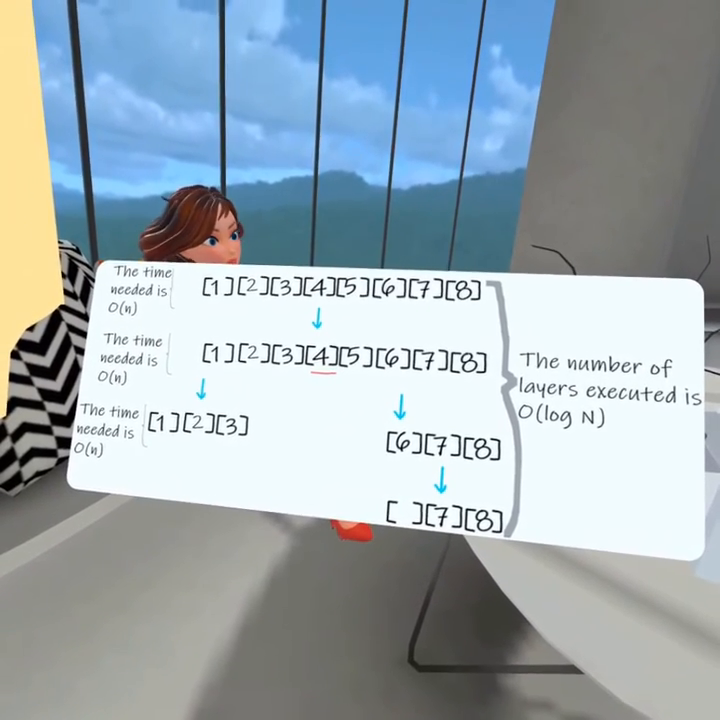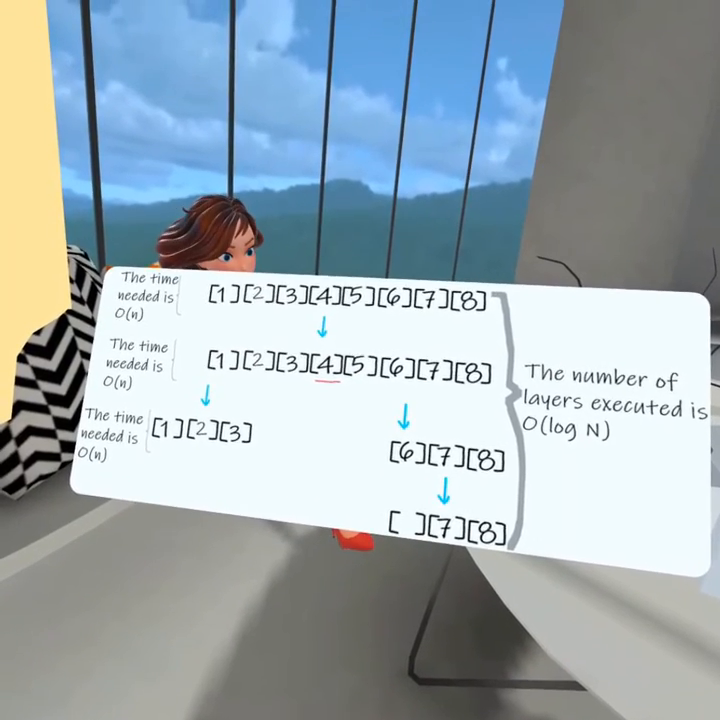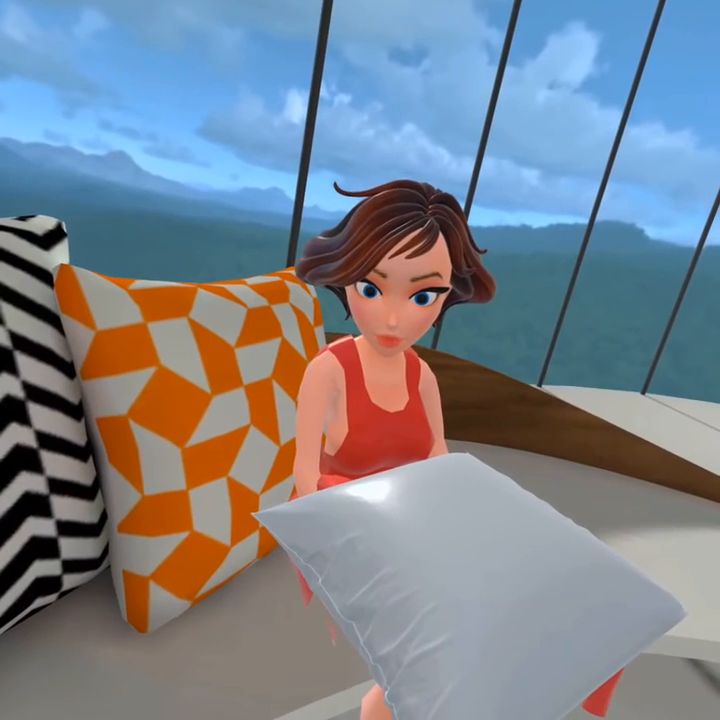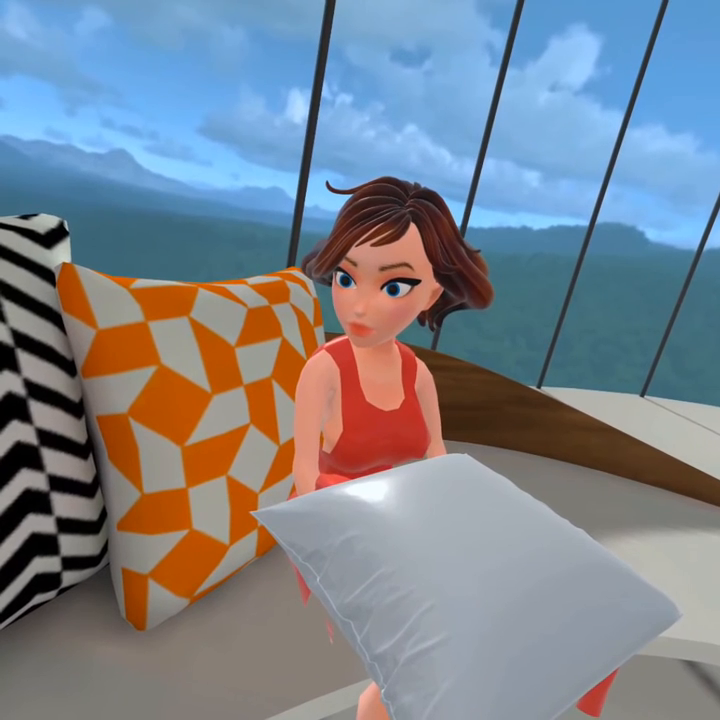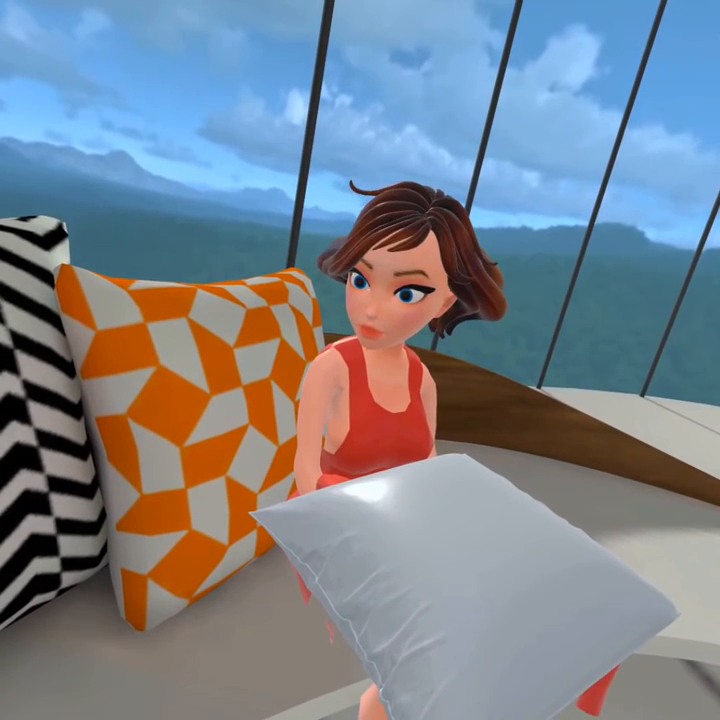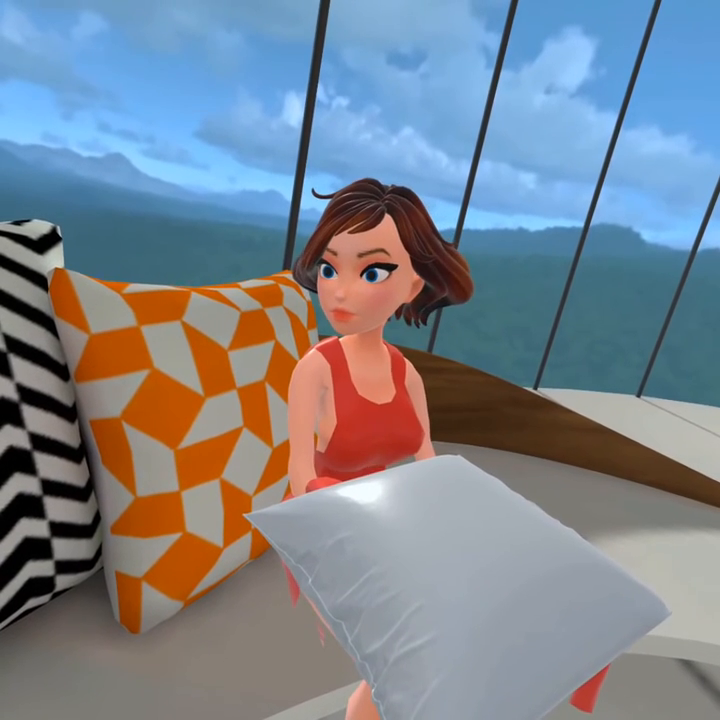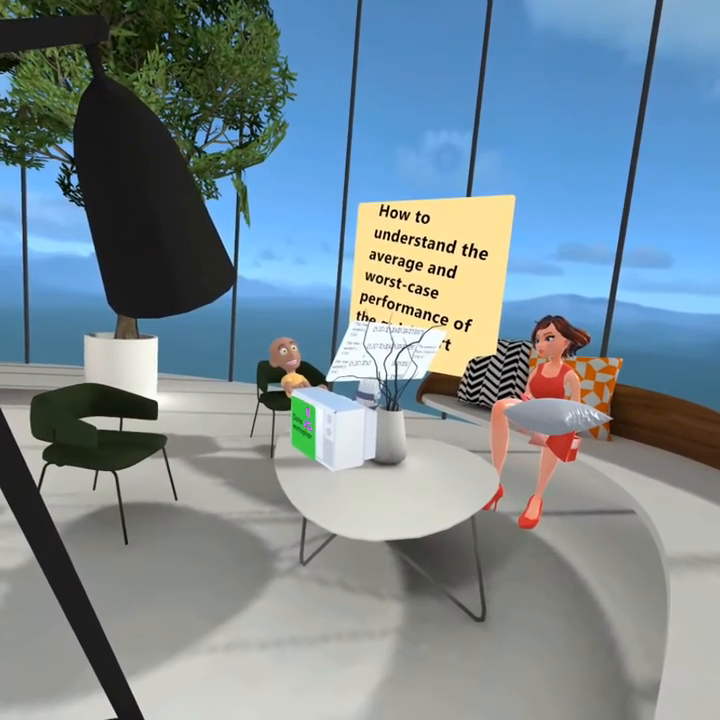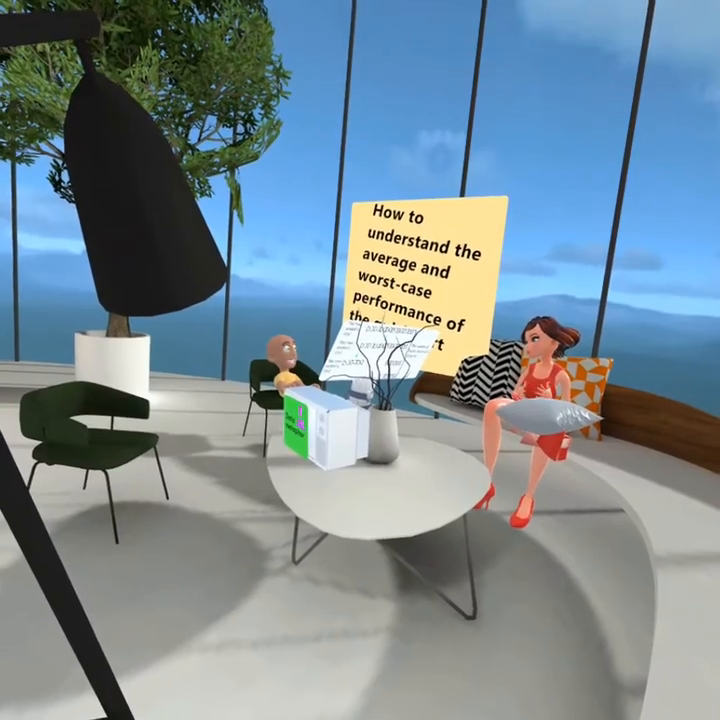In the worst case, there are O(n) layers, so the running time of the algorithm is O(n) * O(n) = O(n^2). You may find it strange that for quicksort, the best case is also the average case. As long as you randomly select an array element as the pivot each time, the average running time of quicksort will be O(n log n).